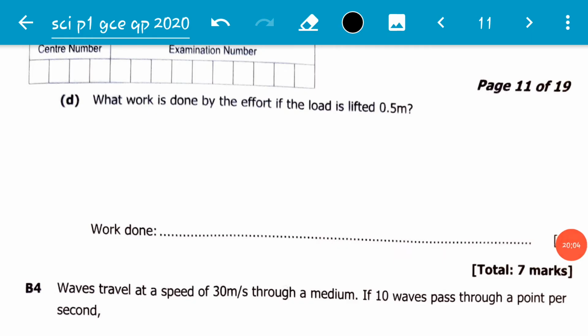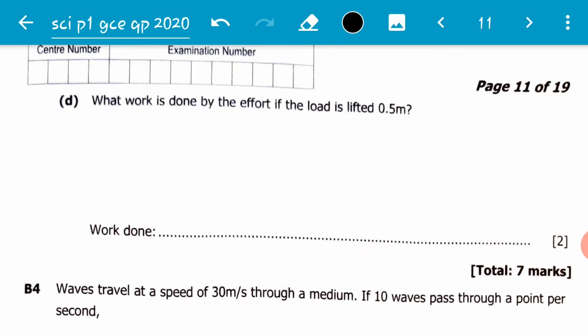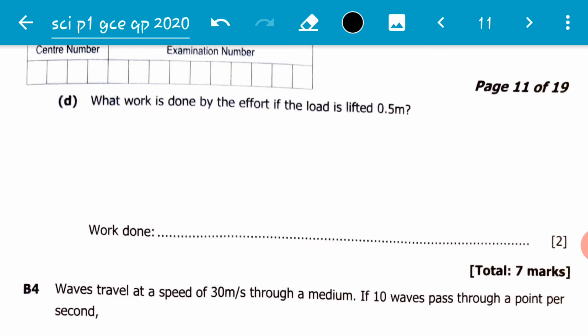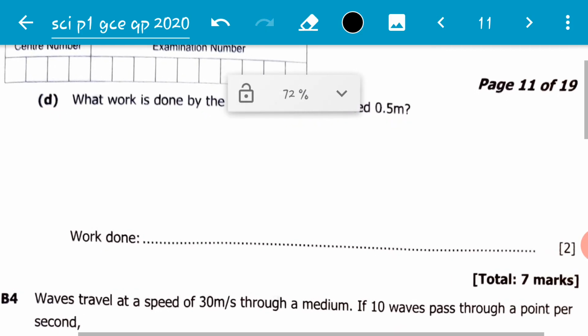Let us now turn our attention to D. What work is done by the effort if the load is lifted 0.5 meters? Now, again, we go back to efficiency.